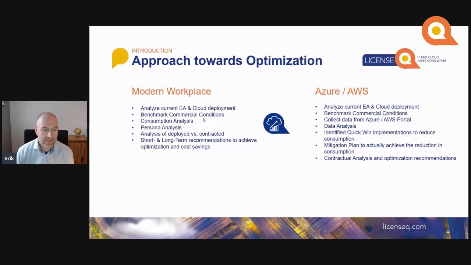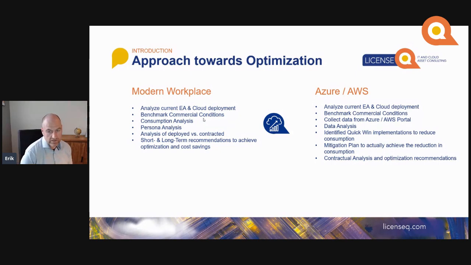The consumption analysis was done by me. The persona analysis, to see whether the right licenses are connected to the right type of users. And also short and long-term recommendations, where we can tell the customer more about potential optimization and cost savings. The same approach, but a bit different, for Azure and AWS.